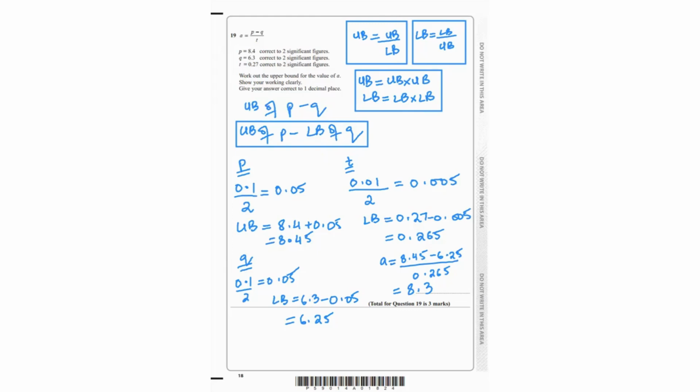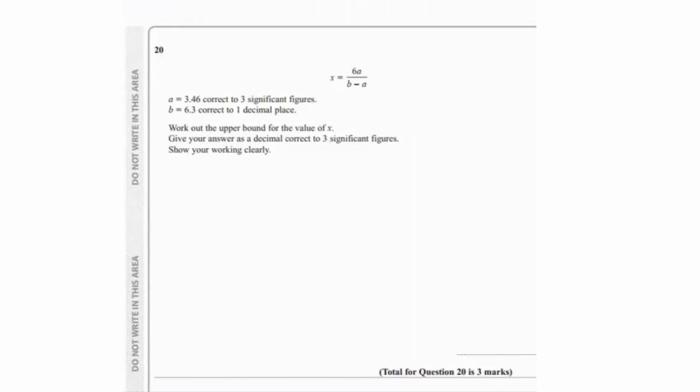Now, if you look at this one, it says A equals 3.46 correct to three significant figures. B is 6.3 correct to one decimal place. Now we have X equals 6 over B minus A, and they want the upper bound of the value of X. So if they want the upper bound, that means your numerator is going to be the upper bound and the denominator is going to be the lower bound.